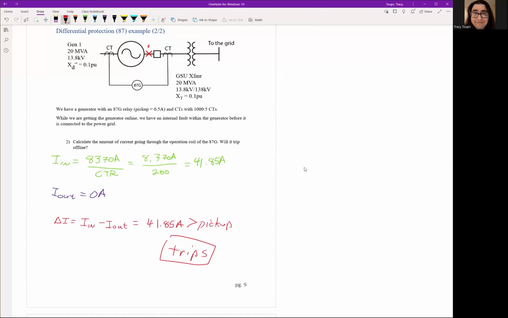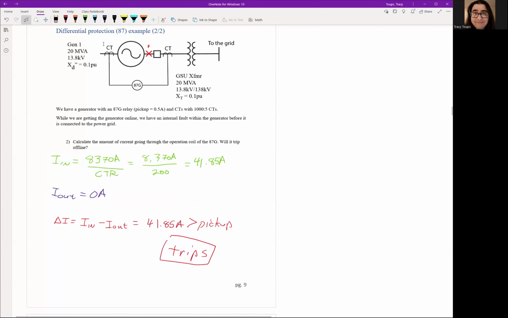So one side of one CT is going to see 41.85 amps flowing through. The other CT will see 0 amps flowing out because we're not connected to the grid yet. And then what's our difference? It was I in minus I out. Either way, it's going to be 41.85 amps, which is much higher than our pickup of 0.5 amps. So this is a pretty easy decision. So the relay will trip offline.